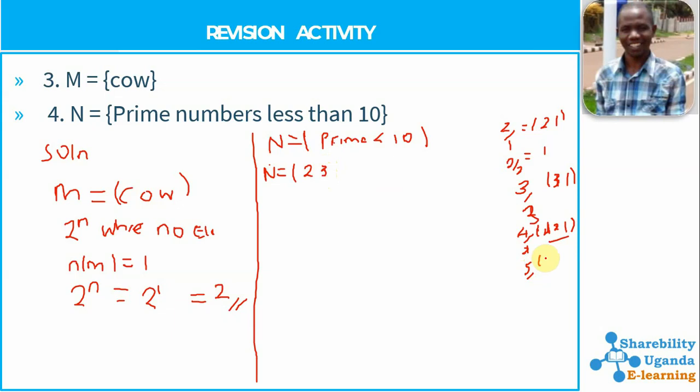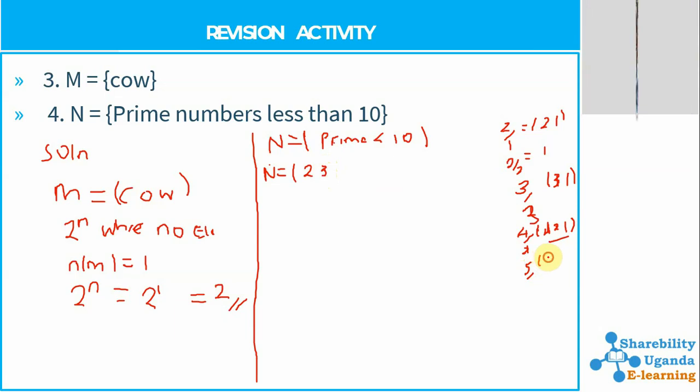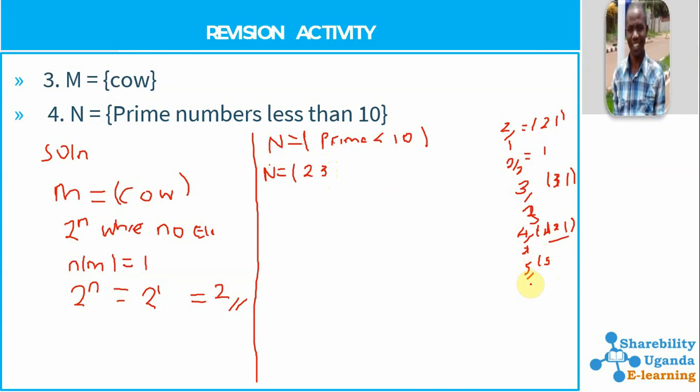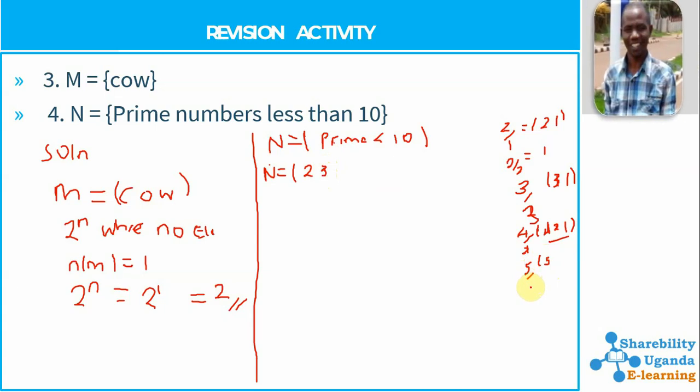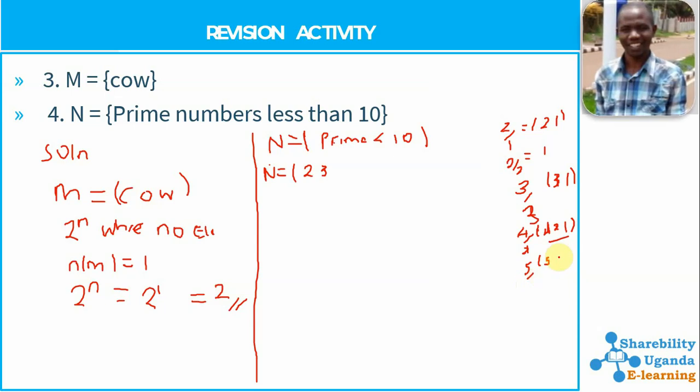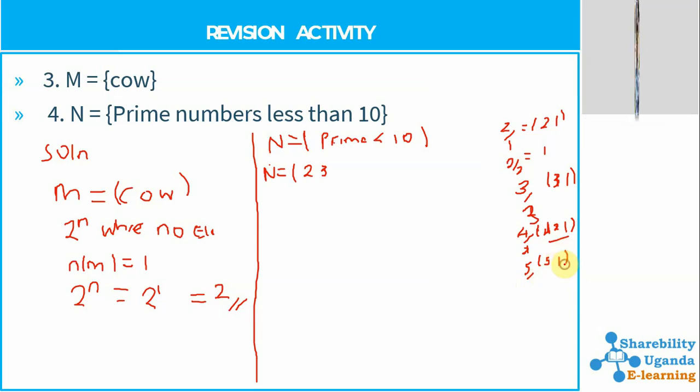5 divided by 1, we shall get 5. Then what is 5 divided by 2? Which is impossible. 5 divided by 3, it is impossible. 5 divided by 4, it is also impossible. Also 5 divided by 5, we get 1. 5 divided by 6, that is impossible.